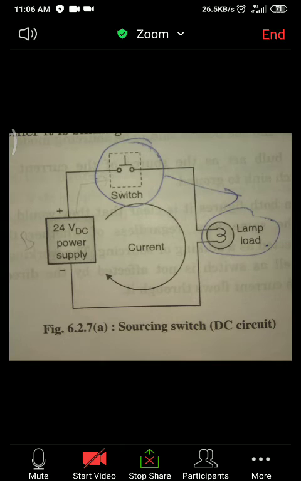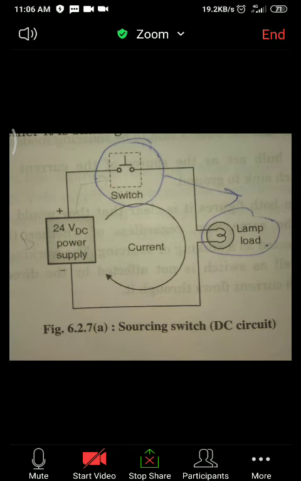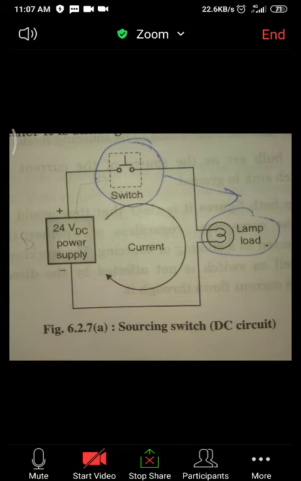So first we'll see the sourcing of the switch. Consider a DC circuit. In that DC circuit, as you can see, the DC power supply is there, one switch is there, and a load is there. That load may be a lamp. The positive terminal of the battery is connected to the switch, the output terminal of the switch is connected to the lamp, and then the lamp's other terminal is connected to the negative terminal of the battery. So the loop is completed and the current will flow through the circuit.